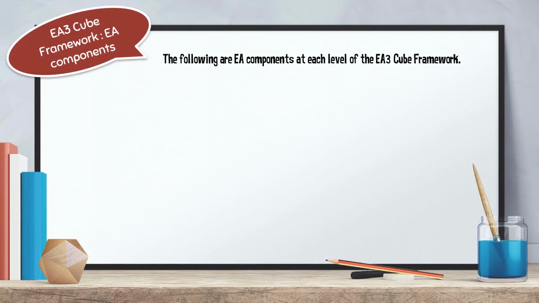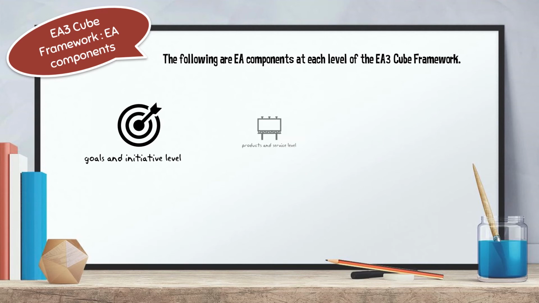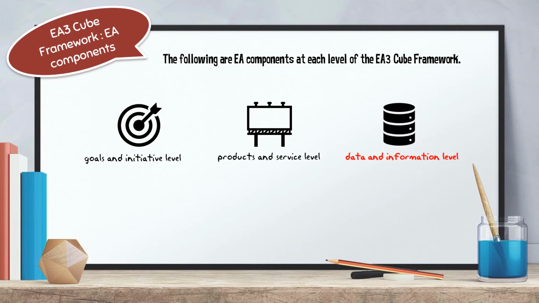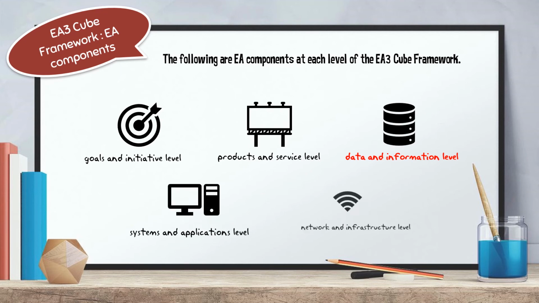The following are EA components at each level of the EA3 Cube framework. So we have EA components at the goals and initiatives level, EA components at the products and services level, and EA components at the data and information level. We are going to look at this in detail later. And then we have EA components at the systems and applications level. And last but not least, EA components at the network and infrastructure level.